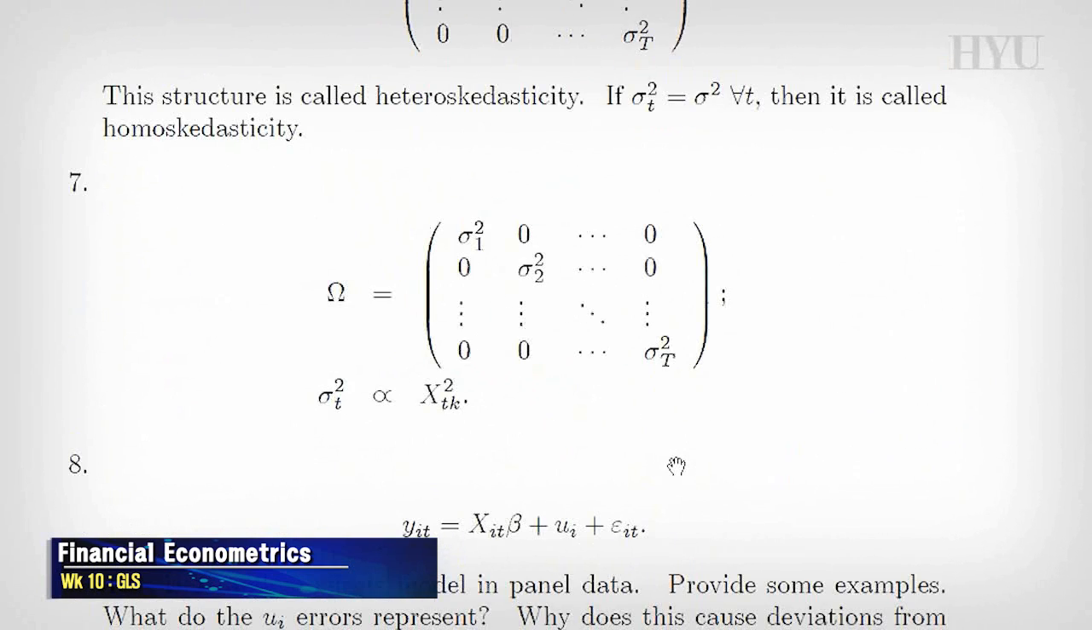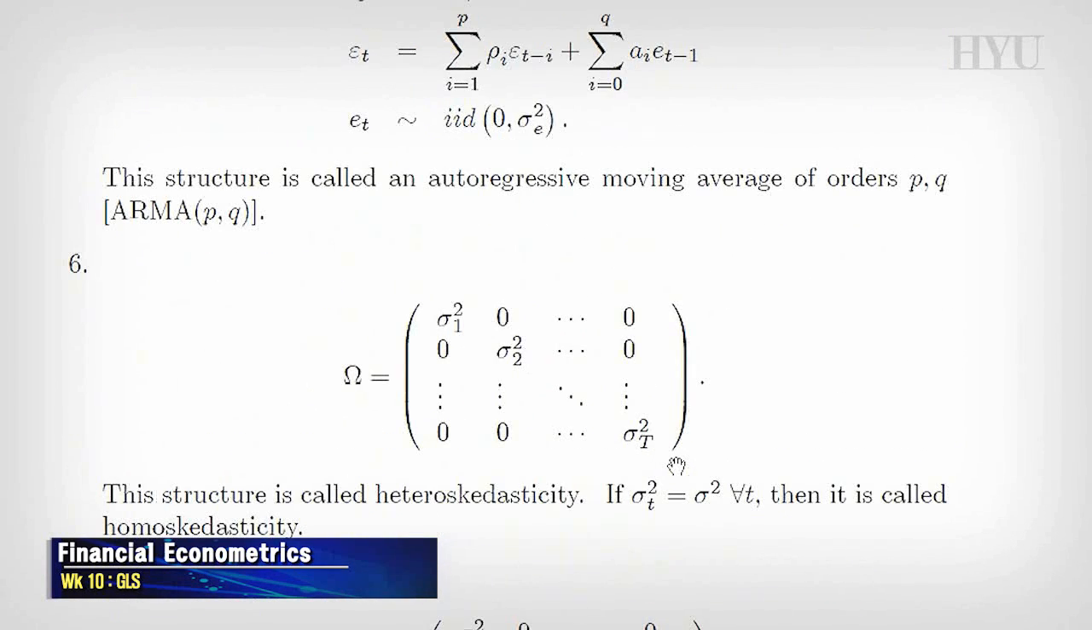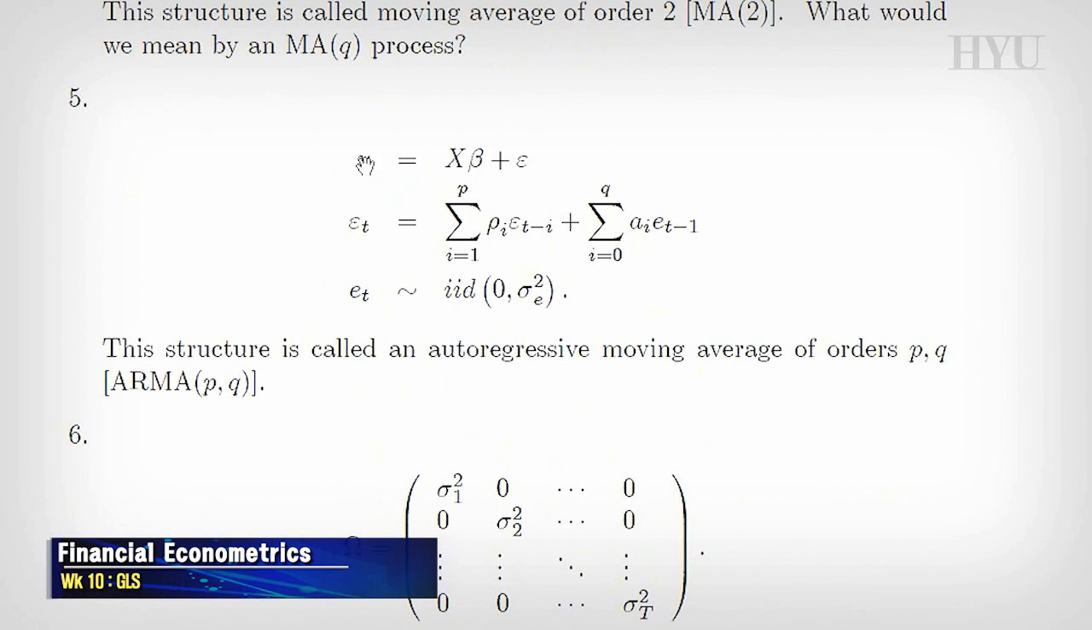And more generally, suppose y equals X beta plus epsilon, and epsilon t can be characterized this way. We have p lags of the history of epsilon, and we have q lags of white noise, and all the white noises are IID. Then we call this structure an autoregressive moving average of order (p, q), ARMA(p, q).